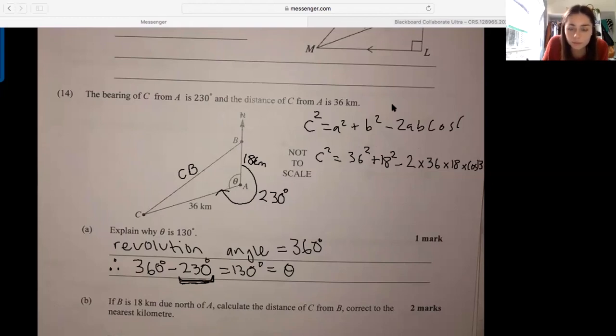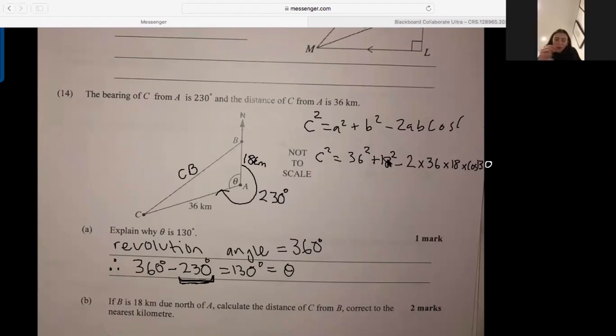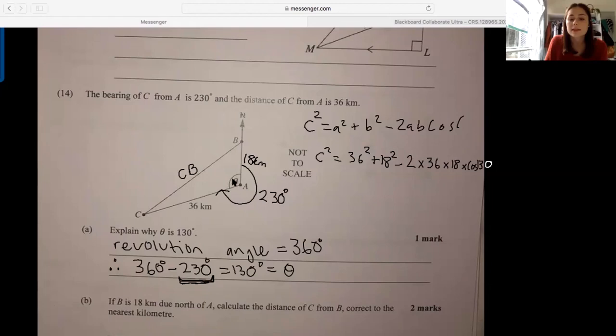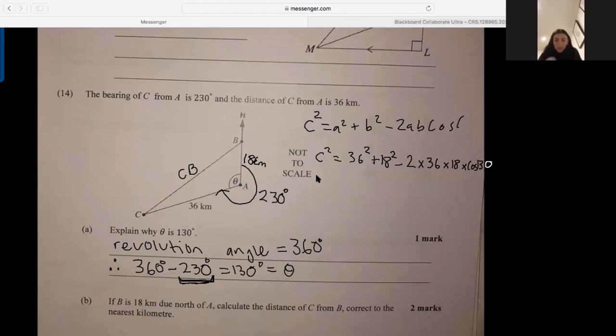130. I just put it in. Cause 130. Wait, why did you do 130? That's what theta is, yeah. And we got it in part A. Yeah. Cool.